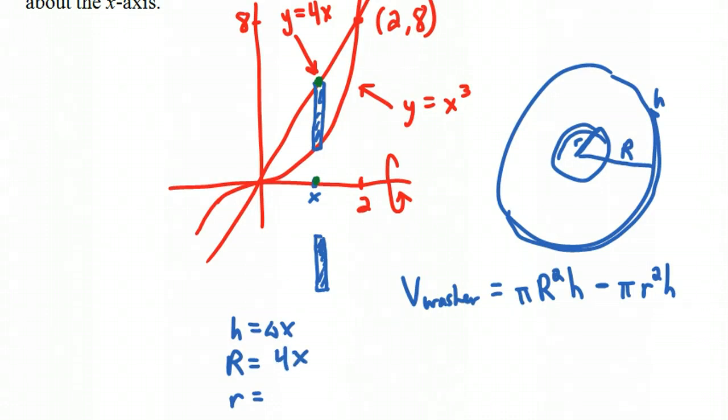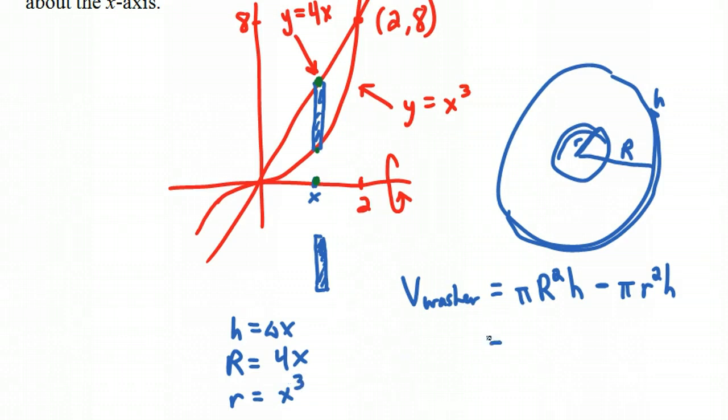The small radius is the distance from here to here. That's that inner radius there. That's just this distance. So what is that? Well, it's the value of the function at x here, but our function this time is x cubed. So if this is x, this little height here, that distance, will be x cubed. So little r is x cubed.